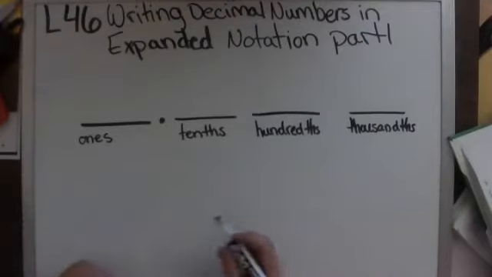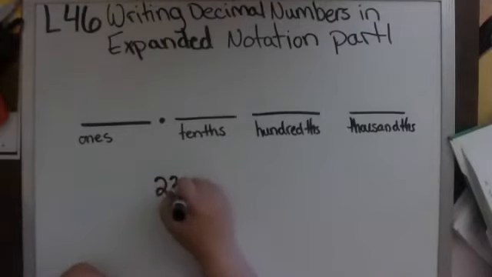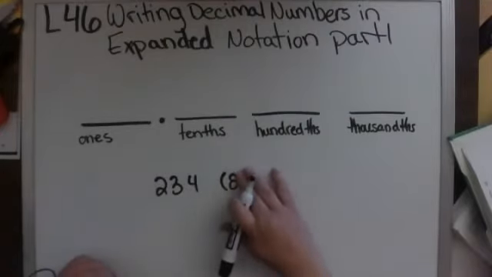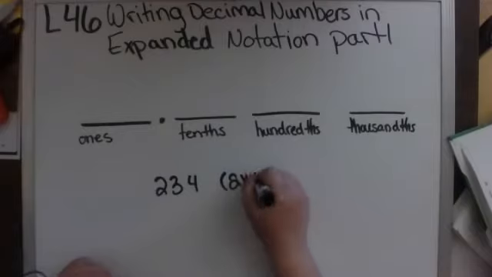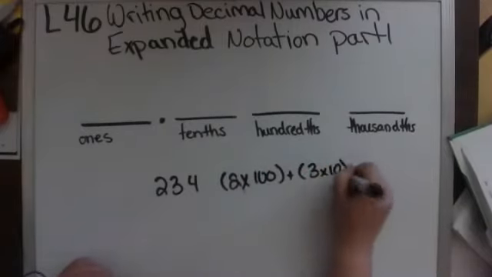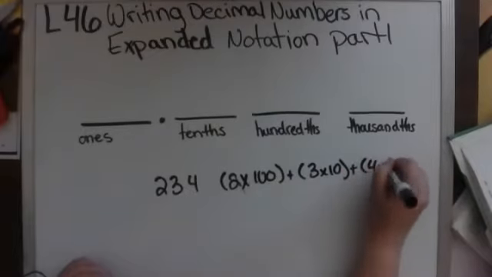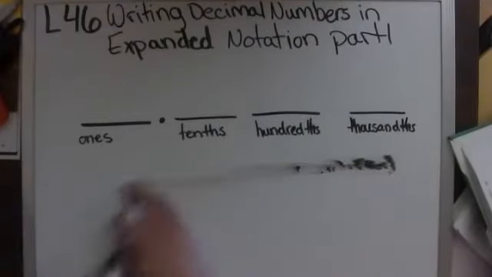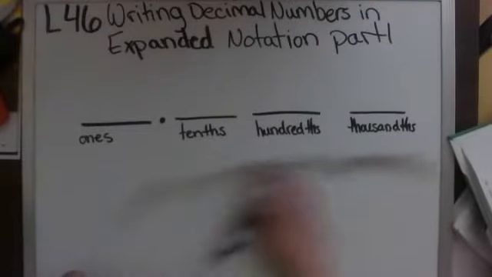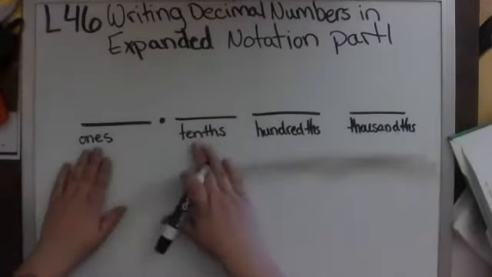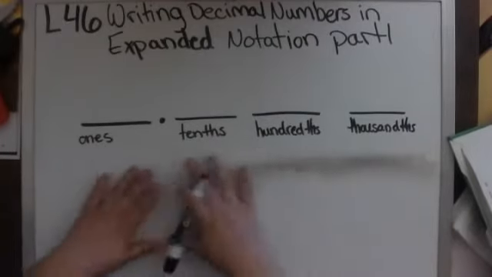Now remember, normally when you do expanded notation, it's something like 234, and you write 2 times 100 plus 3 times 10 plus 4 times 1, right? That's normal expanded notation that we've used before. This time we're just doing it in decimals. So what that's going to look like is we're going to have ones, tenths, hundredths, thousandths. Okay, those are your place values.